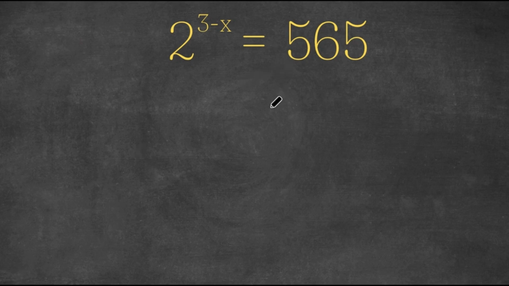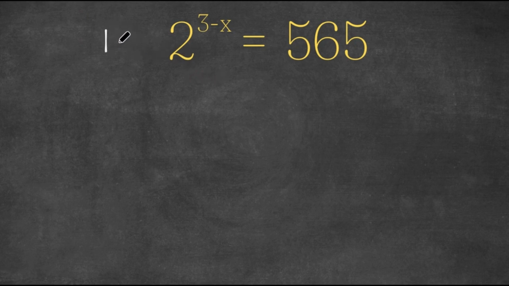In today's video, I'm going to be teaching you how to solve this exponential equation. So we have 2 to the power of 3 minus x equals 565. And what I want to do is get rid of this base and keep the exponent. To cancel out an exponent, we need to take the inverse of the exponent, and the inverse of an exponent is a log.